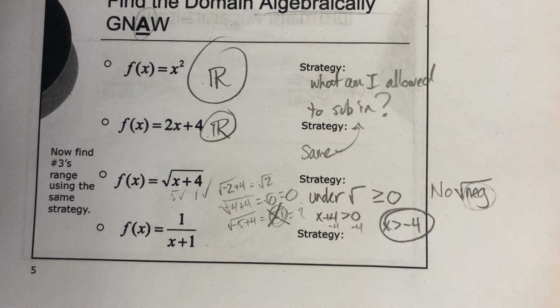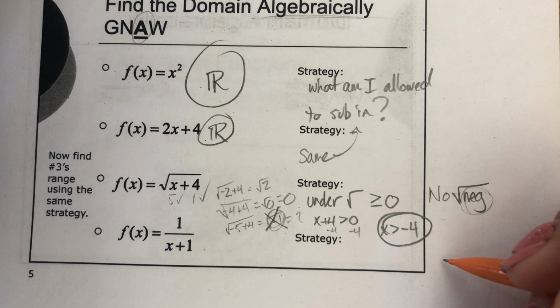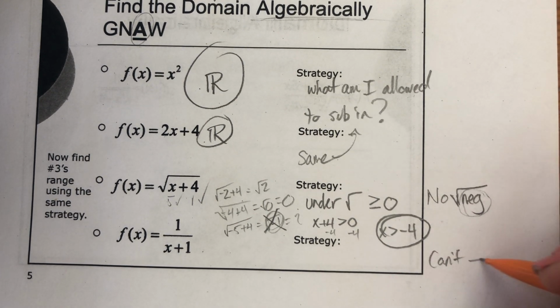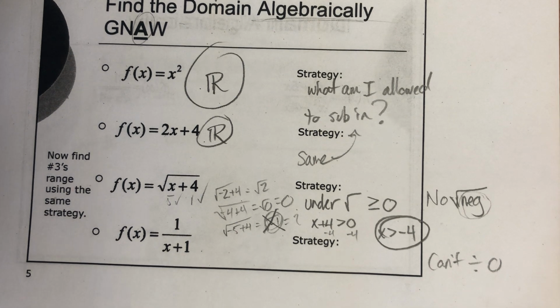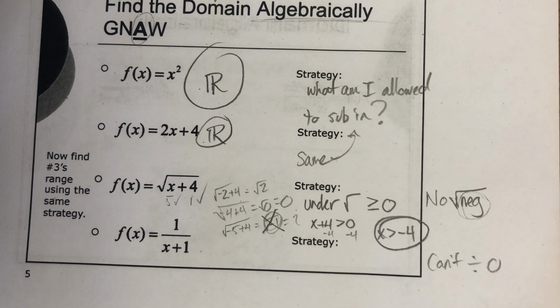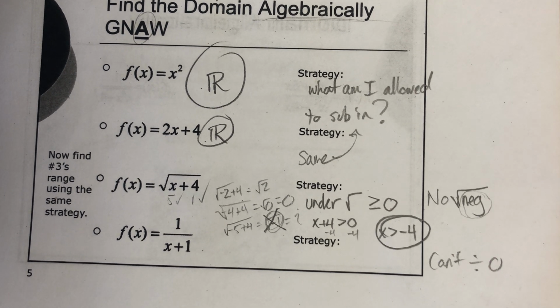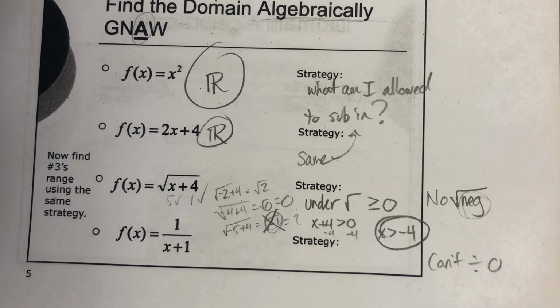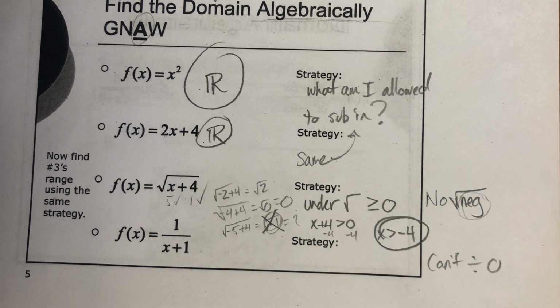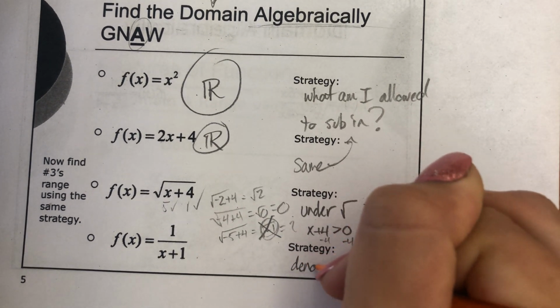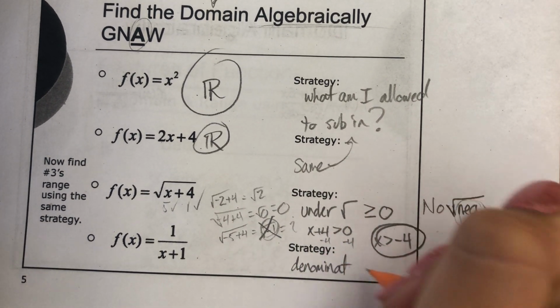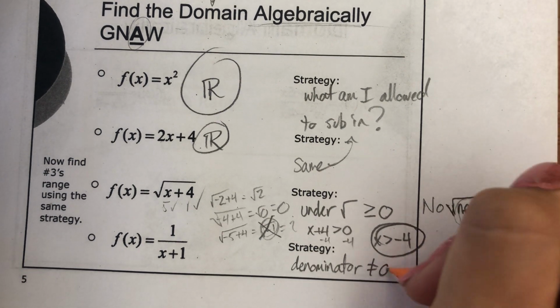I cannot divide by 0. Picture something and you're trying to divide it into 0 groups. You can chop it as many times as you want, but to make it into 0 groups, it would have to disappear. The matter would have to disappear for you to create 0 groups. That is why I can't divide by 0. All right, so my strategy is that what's in the denominator can't be 0.